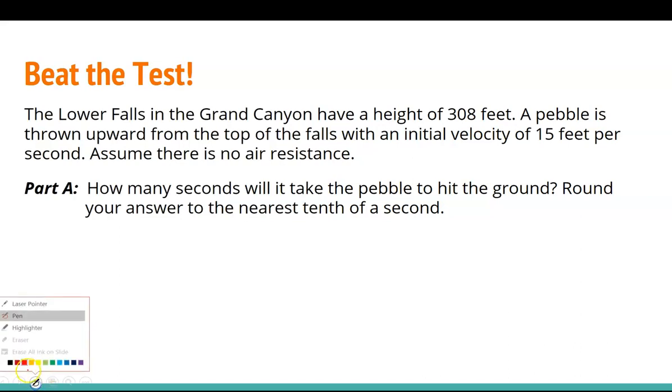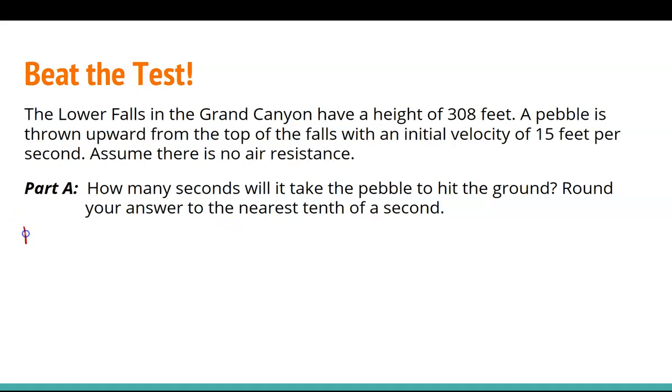So for this problem, we are told that the lower falls in the Grand Canyon have a height of 308 feet. A pebble is thrown upward from the top of the falls with an initial velocity of 15 feet per second. Assume there is no air resistance. How many seconds will it take the pebble to hit the ground?